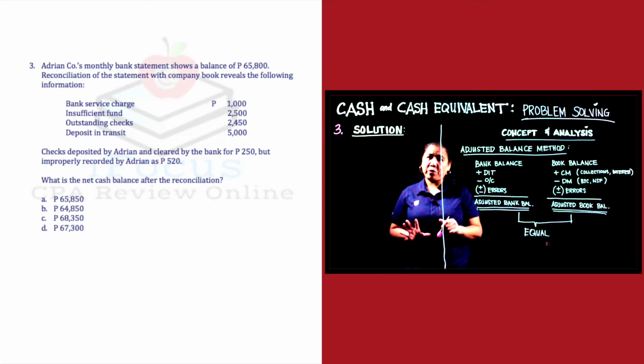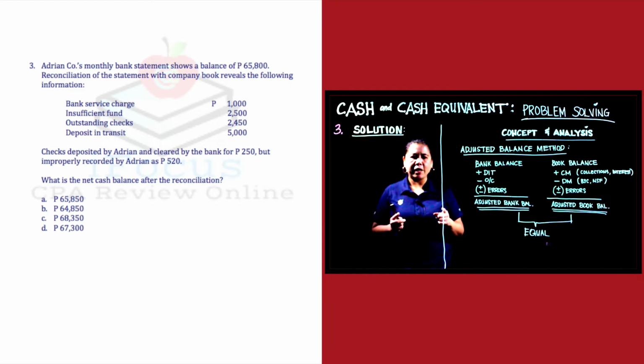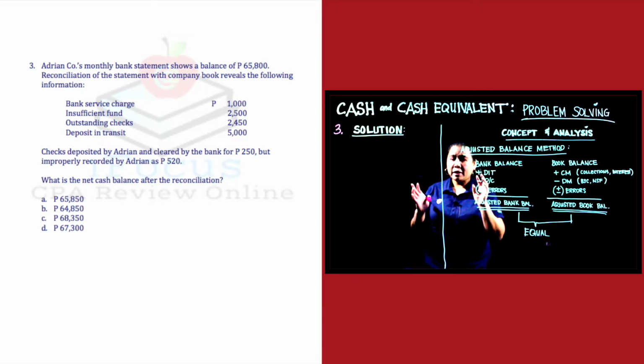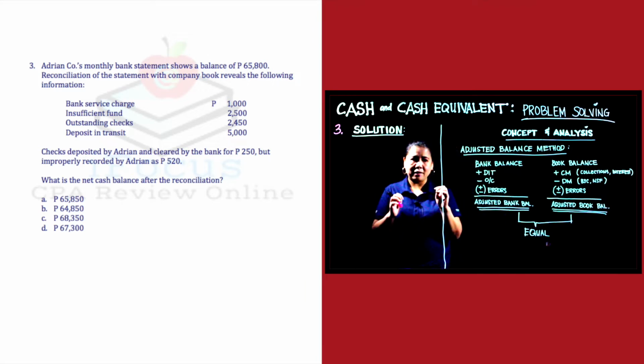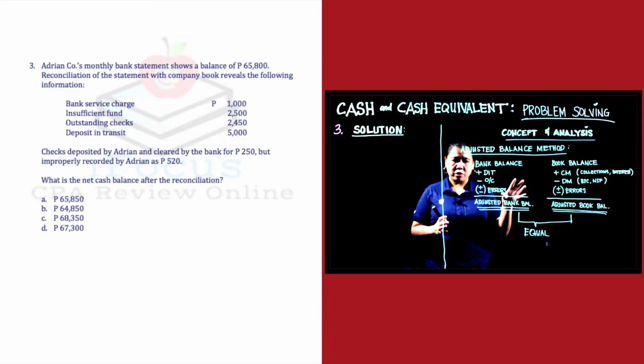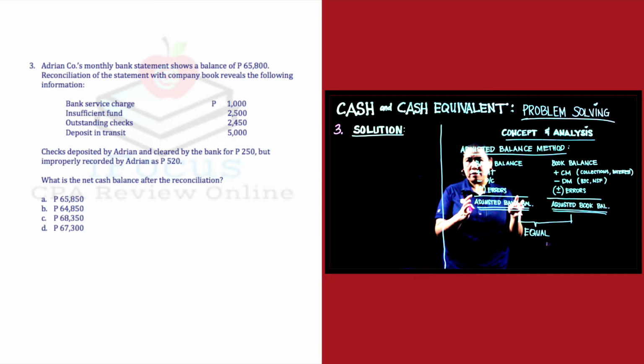Alright, question number 3. What is the net cash balance after the reconciliations? So, bank reconciliations po ito. Remember, we have 3 methods of bank reconciliations. We have the book-to-bank balance, we have the bank-to-book balance, at ito pong adjusted balance method. Ang tinatanong ng problem is yung net cash balance. So, ang gagamitin natin ay adjusted balance method. So, itong adjusted bank balance at adjusted book balance, parehas lang po yan.